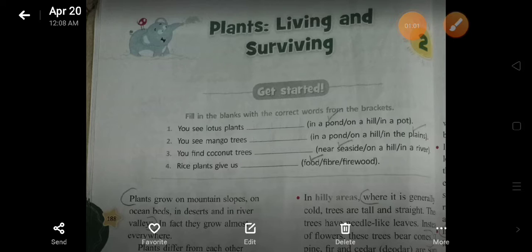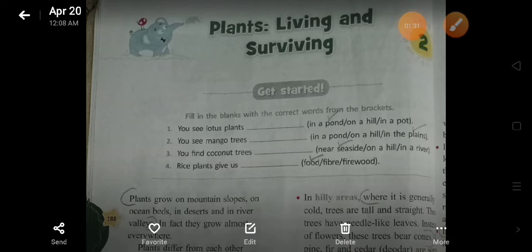Okay, just listen. Lotus plants. Then question 2. You see mango trees dash. Options in a pond, on a hill, in the plains. Answer is in the plains. You see mango trees in the plains.